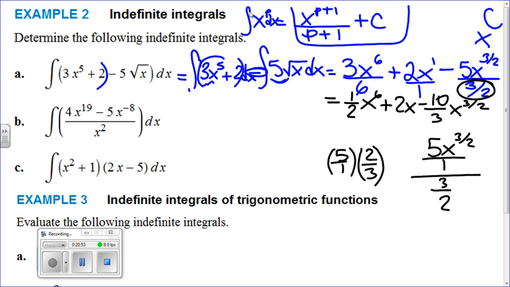Another way to look at it, of course, you can do that. The 5 multiplies the 2, the 3 multiplies the 1. And that's it. And plus C. Keep going.